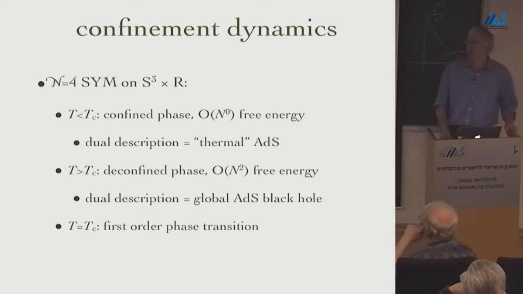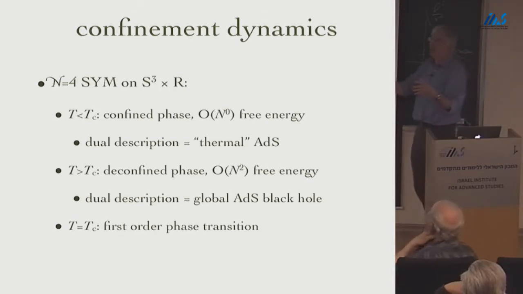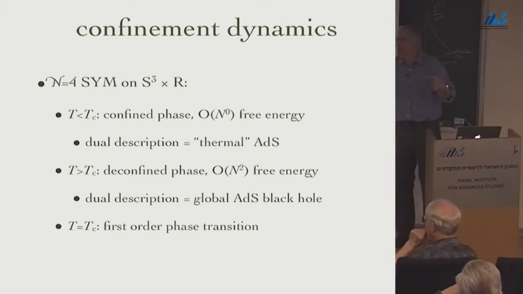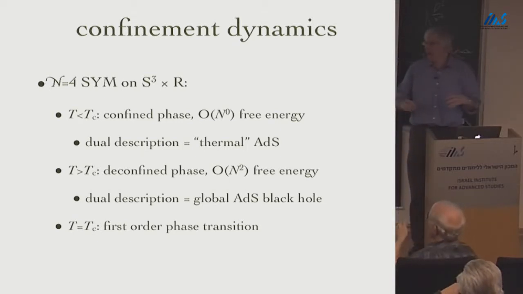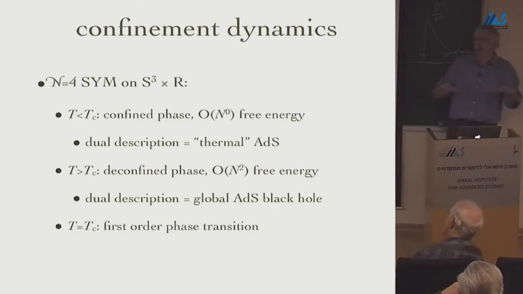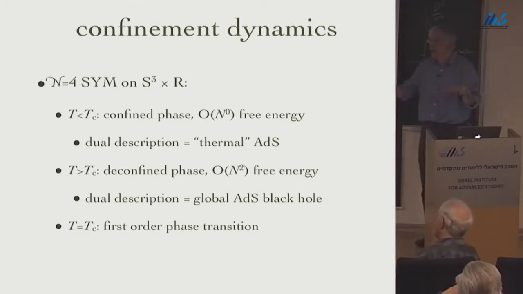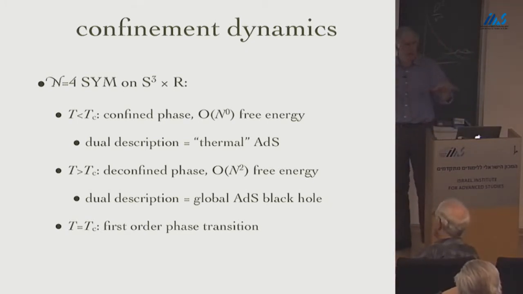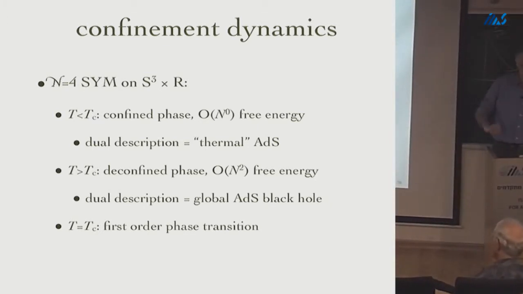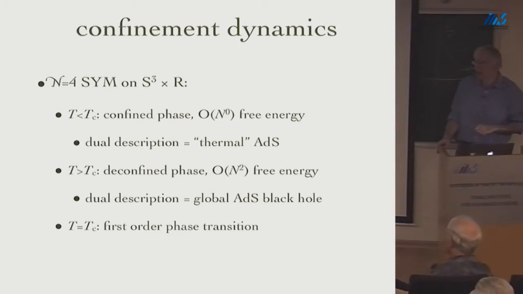So, ordinary confinement dynamics. Take your same N=4 theory, but instead of viewing it on infinite Minkowski space, put it on S3 cross R1. In other words, put it in a spherical box, in which case an old story is that there is a confinement transition. There's a low temperature confined phase where thermodynamic quantities are of order N to the 0. There's a high temperature deconfined phase. There's a first order confinement-deconfinement phase transition.